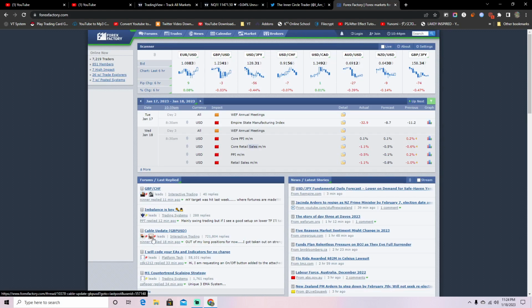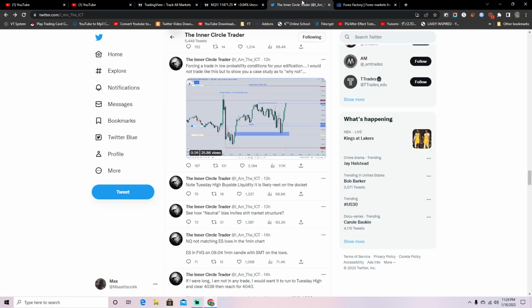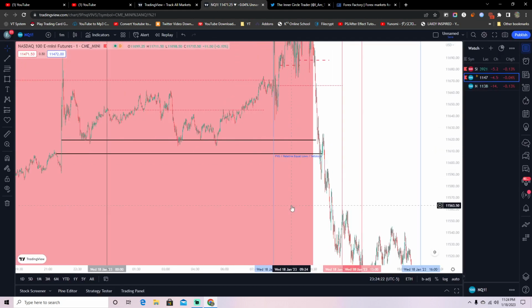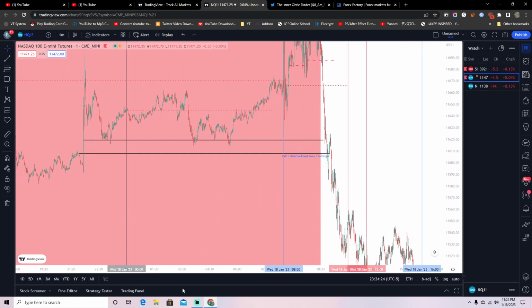My bias for the last time is I'm expecting price to trade into equilibrium or lower, and then see where it goes from there. I'm going to continue to spectate price, and that's all.